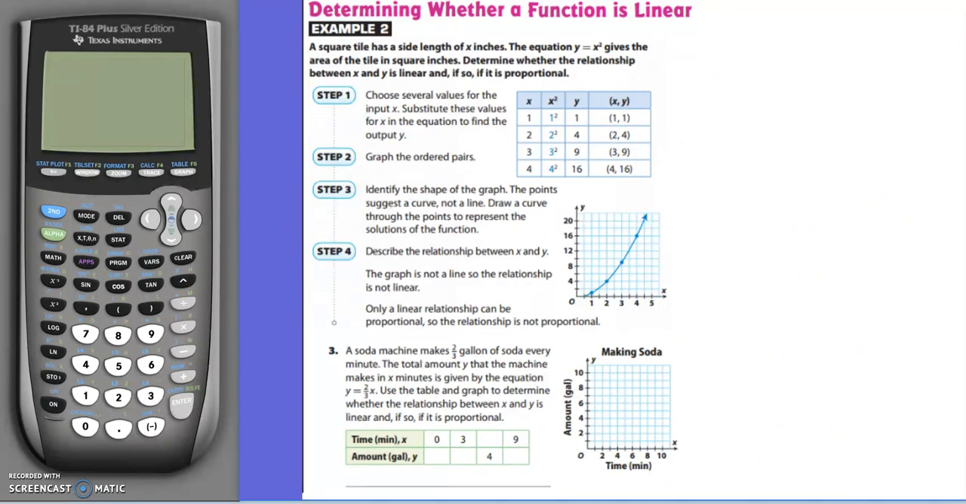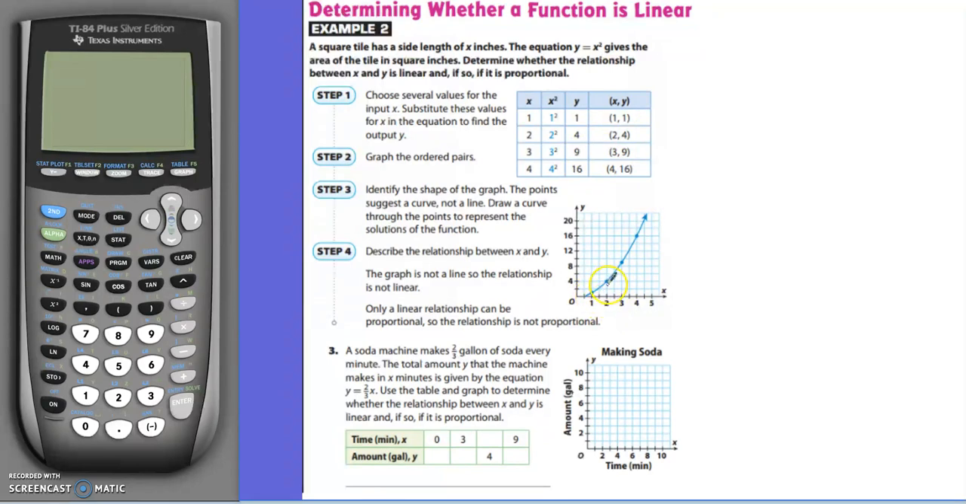Let's take a look at the next example. It says a square tile has a side length of x inches. The equation y equals x squared gives the area of the tile in square inches. Determine whether the relationship between x and y is linear. Okay, so if we have the substitution, 1 squared is 1 times 1, which is 1. 2 squared is 4. 3 squared is 9. 4 squared is 16.